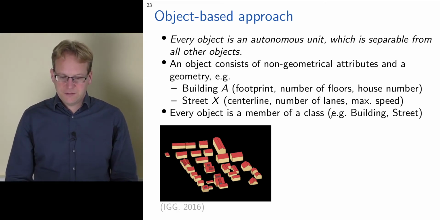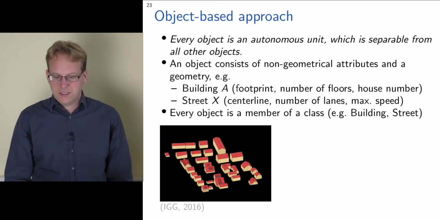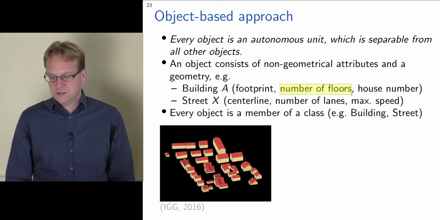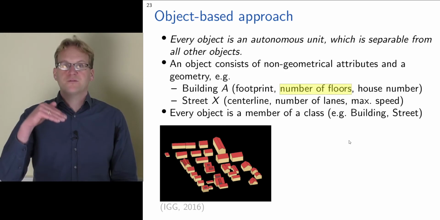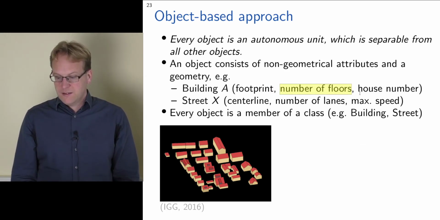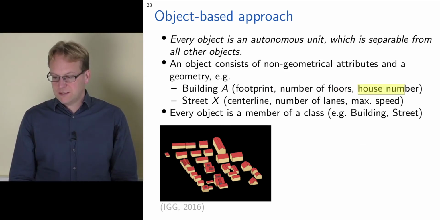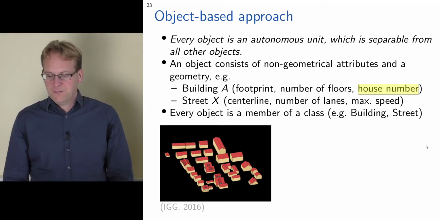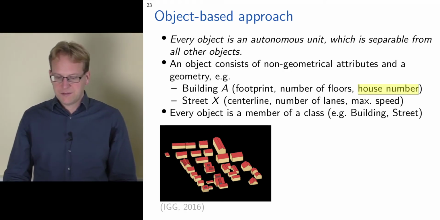So let's think of a building. We may model a building with a polygon representing the footprint of the building. We may introduce an integer number to represent the number of floors of the building. The building may also have a road number, a house number, maybe also an address or something like that.